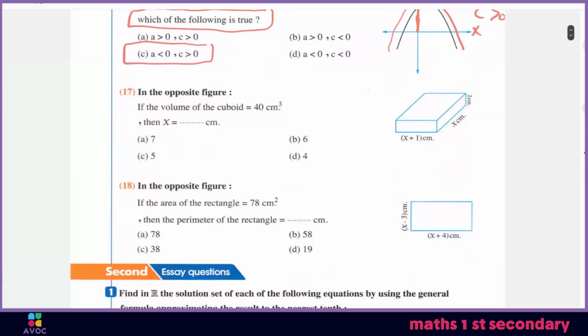Okay. Look at this question, number 17. If the volume of the cuboid is 40 cubic centimeters, what is the value of x? What is the rule of the volume of the cuboid? The volume of the cuboid equals length times width times height. Okay, do you understand?